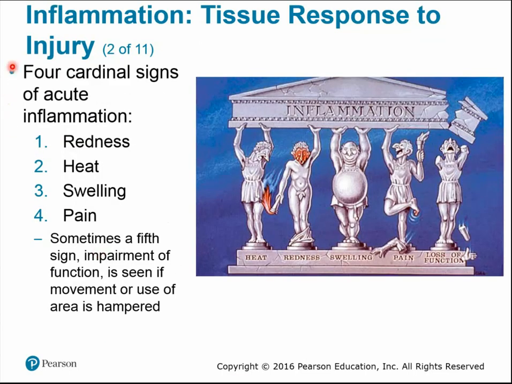Inflammation is tissue's response to injury. There are 4 cardinal signs of acute inflammation: redness, heat, swelling, and pain, and sometimes loss of function can result. But that's usually caused by the pain and swelling from the other symptoms. If a body part is painful and swollen, it's going to be more difficult to use that body part.